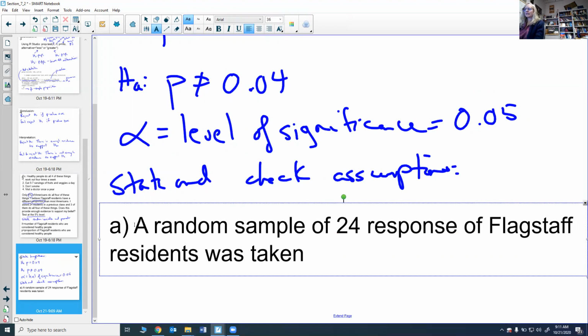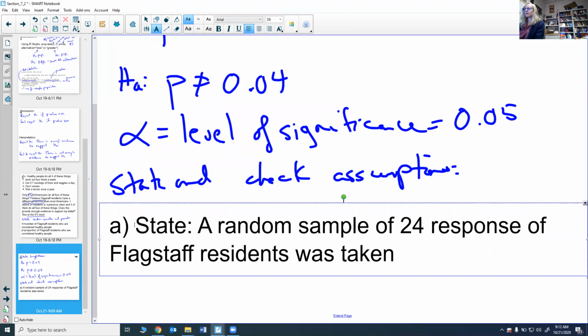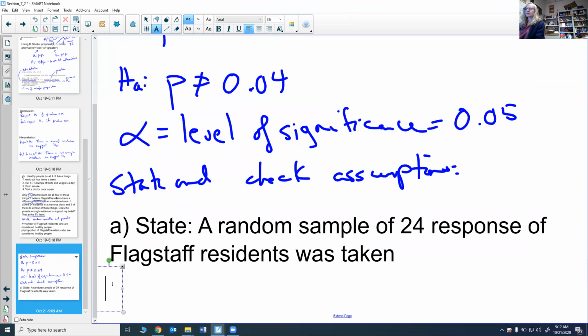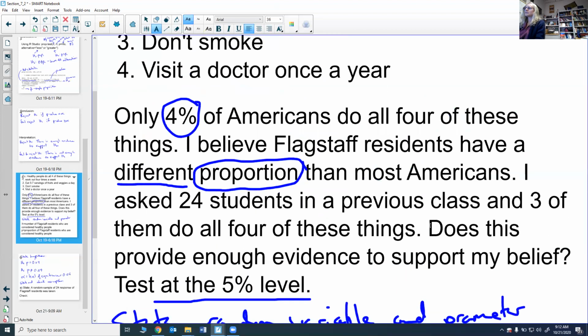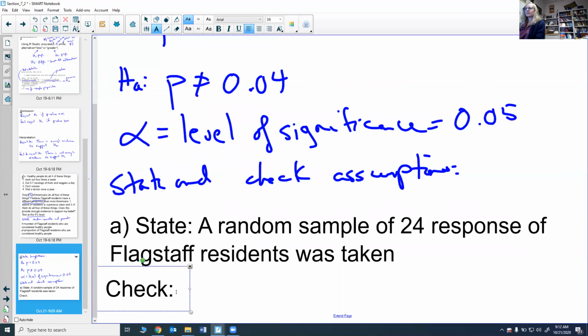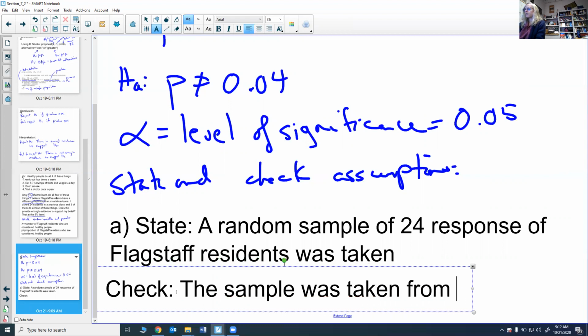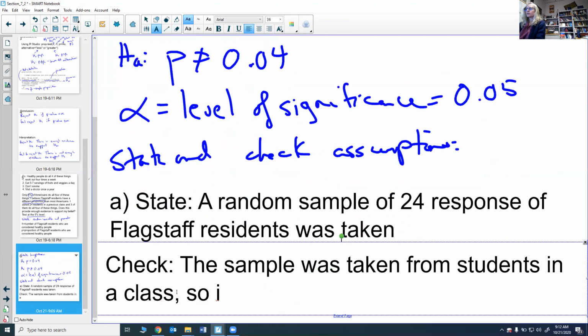So that again is my stating. So I should probably say state this. This is my stating. Now I'm going to check it. So this again would be where I would describe how I took the sample. When I go back and look at this, it says I just asked students in a previous class. So that doesn't sound like a random sample at all. So when I go to check this, I would say the sample was taken from students in a class. So it was not random.